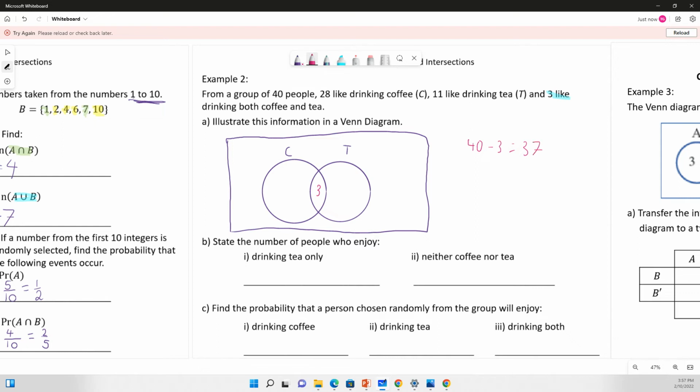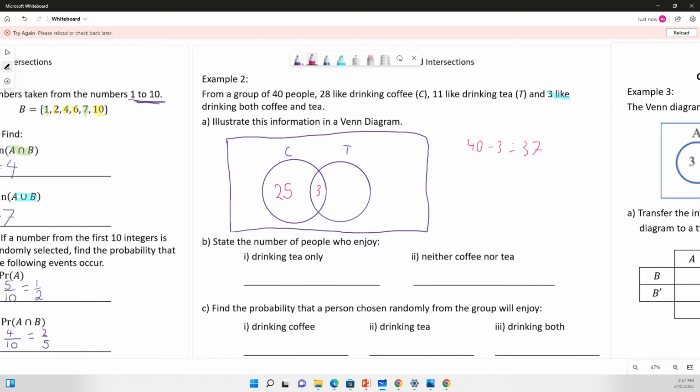So if you think about it, 28 plus 11 is 39, plus 3. It can't be 28 here and 11 here because we've only got 40 people. So what we've got to do is account for the fact that out of the 28 people that like drinking coffee, 3 also like drinking tea. So they've already been counted here. To figure out the number who just like drinking coffee alone, we do 28 minus 3 and get 25.